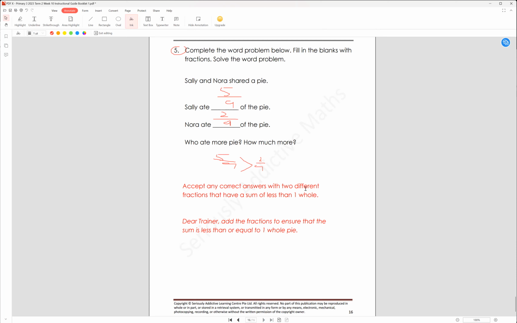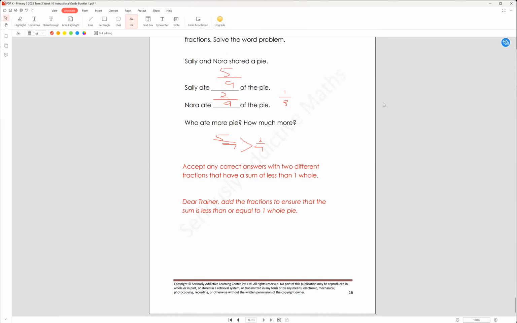Now, challenge them. If they are able to come up with an equivalent fraction, that'll be even greater. So suppose, for example, instead of 2 out of 9, somebody comes up with 1/3. Challenge them: 3 times 3, and then convert. So it can be Sarah 5/9 of the pie, Nora 3/9 of the pie. So challenge them, you can do this.